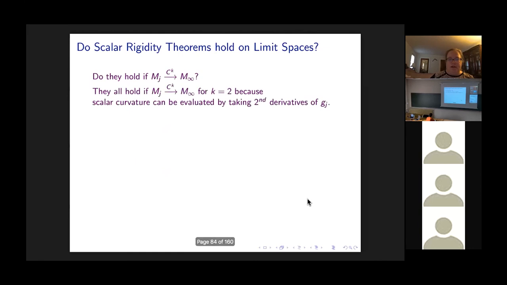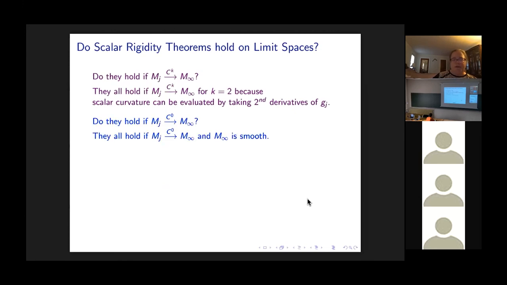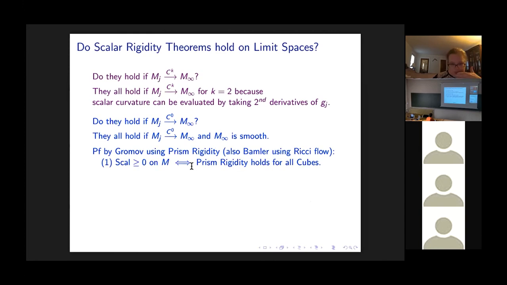All right. So this is some of what I just said: if M_j converges in C^k, for k equal 2, we have second derivatives. For C0, they all hold if M_j converges in C0 to M_infinity, which is smooth. The proof is by Gromov using Prism Rigidity and also by Bamler using Ricci flow. He shows the Prism Rigidity Theorem persists, and from the Prism Rigidity, he can get the Taurus Rigidity.